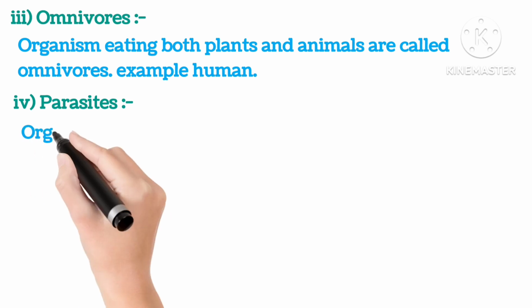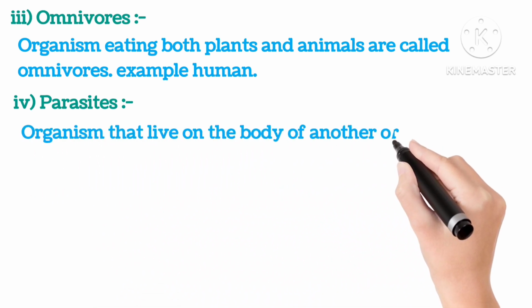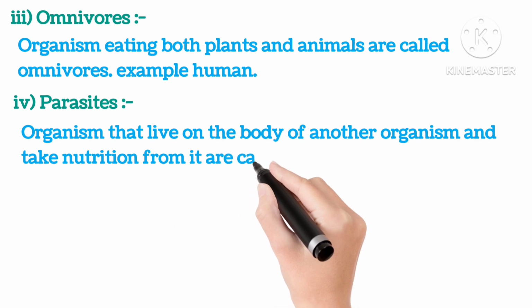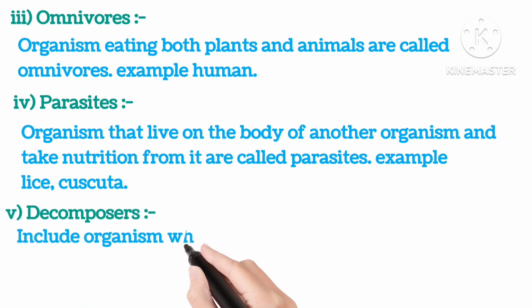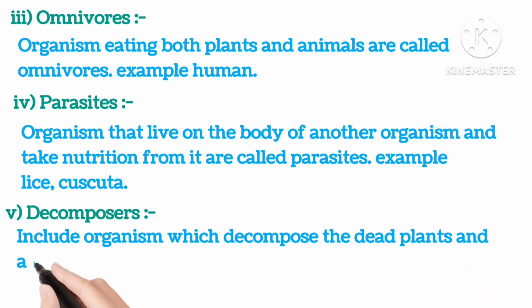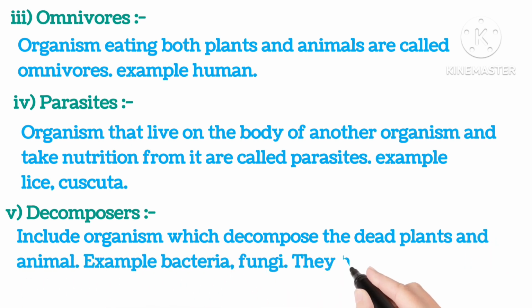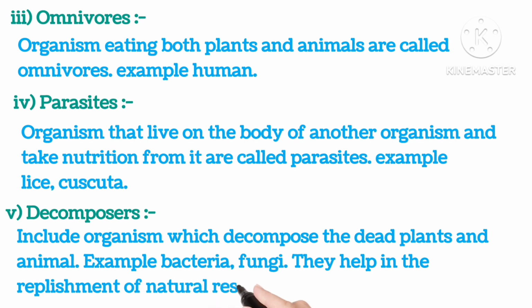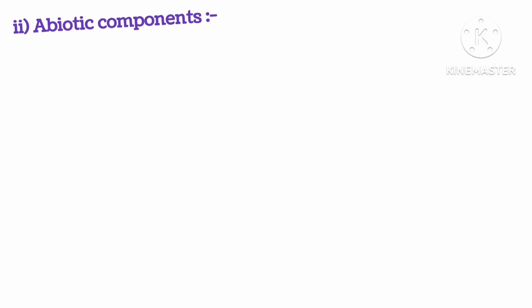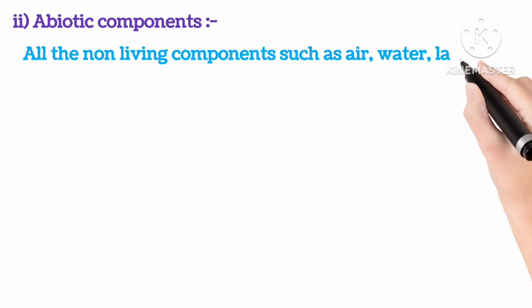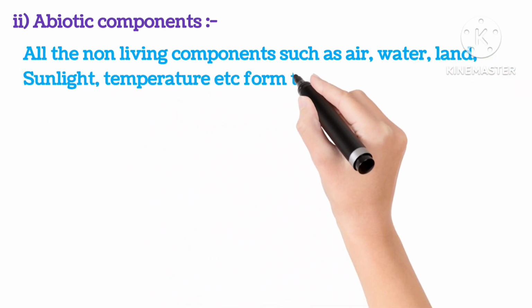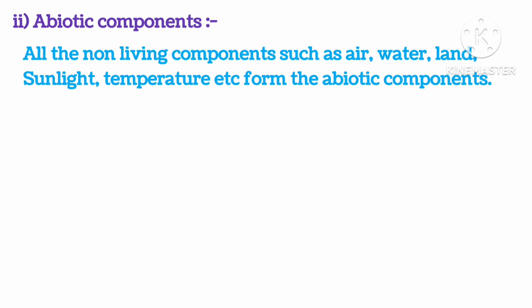Then parasites. Organisms that live on the body of another organism and take nutrition from it are called parasites. Example, lice and cuscuta. Then decomposers. It includes organisms which decompose the dead plants and animals. Example, bacteria, fungi. They help in the replenishment of natural resources. Second is abiotic component. All the non-living components such as air, water, land, sunlight, temperature, etc. form the abiotic components.